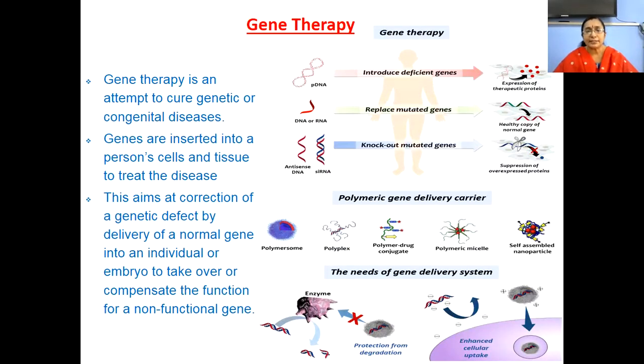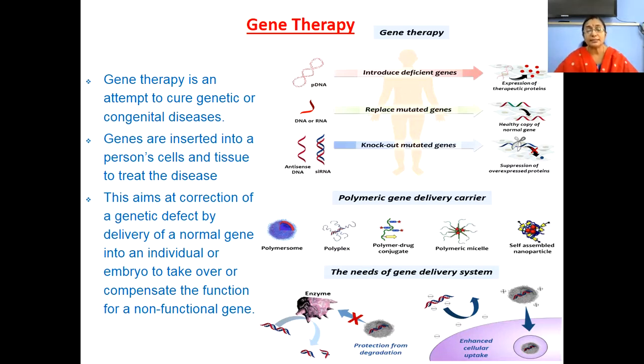Then the next field in medicine where we use biotechnology is gene therapy. So what is gene therapy? By gene therapy we are trying to cure genetic diseases or congenital diseases. Generally we are not able to cure genetic or congenital diseases because they are there already by birth, and that is because of defects in the genes. So we cannot use medicines against them.